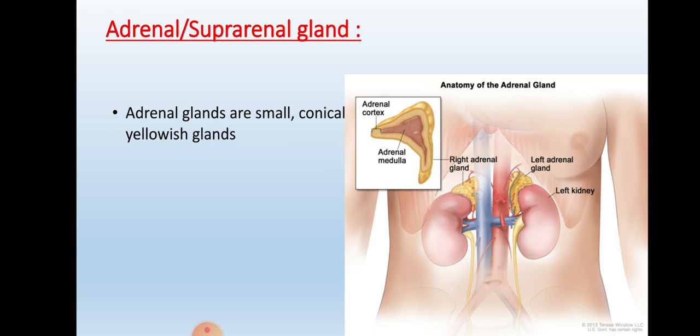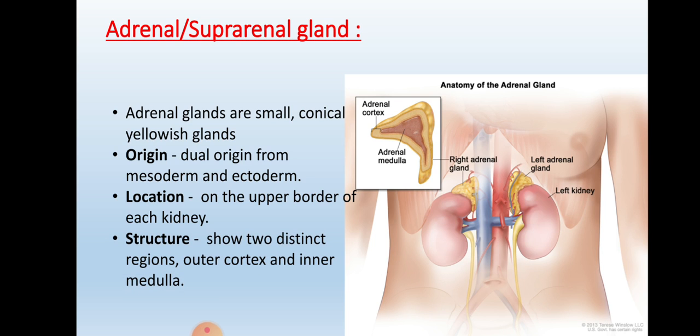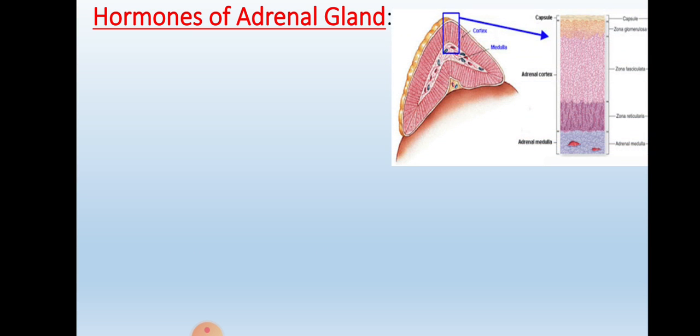These are small conical yellowish glands. They originate from both mesoderm and ectoderm in the embryonic condition. The location is the upper border of each kidney. They show two distinct regions, which can be seen in the diagram also: the adrenal cortex and the medulla. The cortex is the outer layer, the medulla is the inner layer.